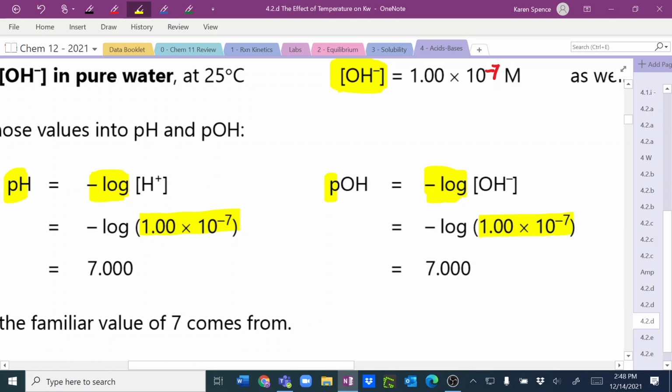And so in both cases, the negative log of 1 times 10 to the negative 7 is 7. So that's where that very famous, very familiar neutral water is pH 7. That's where that comes from. Okay? Now remember, this is all at 25 degrees Celsius.